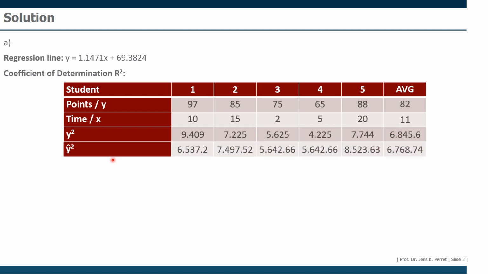And I'm going to add one additional row where I have these squared y hat values. What's the y hat? The y hat results from inserting the x values in the regression line. So here I'm going to take the 10, multiply this with the 1.1 something plus 69 something. Then if I get this result, I'm going to square the final one, giving me this in the end. Again, I'm going to square these results.